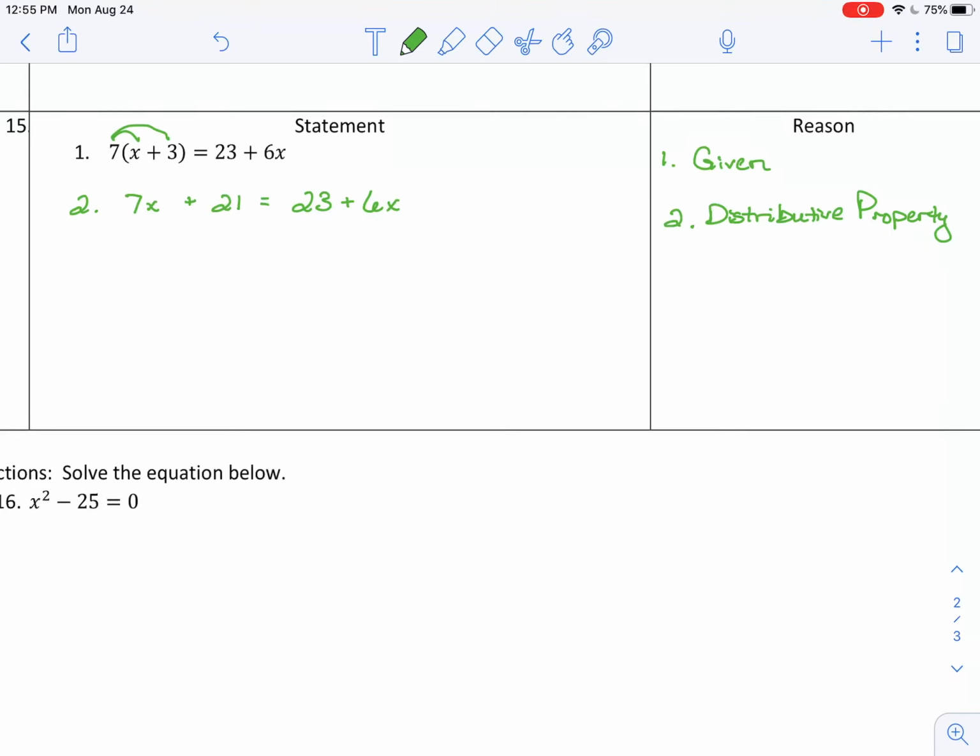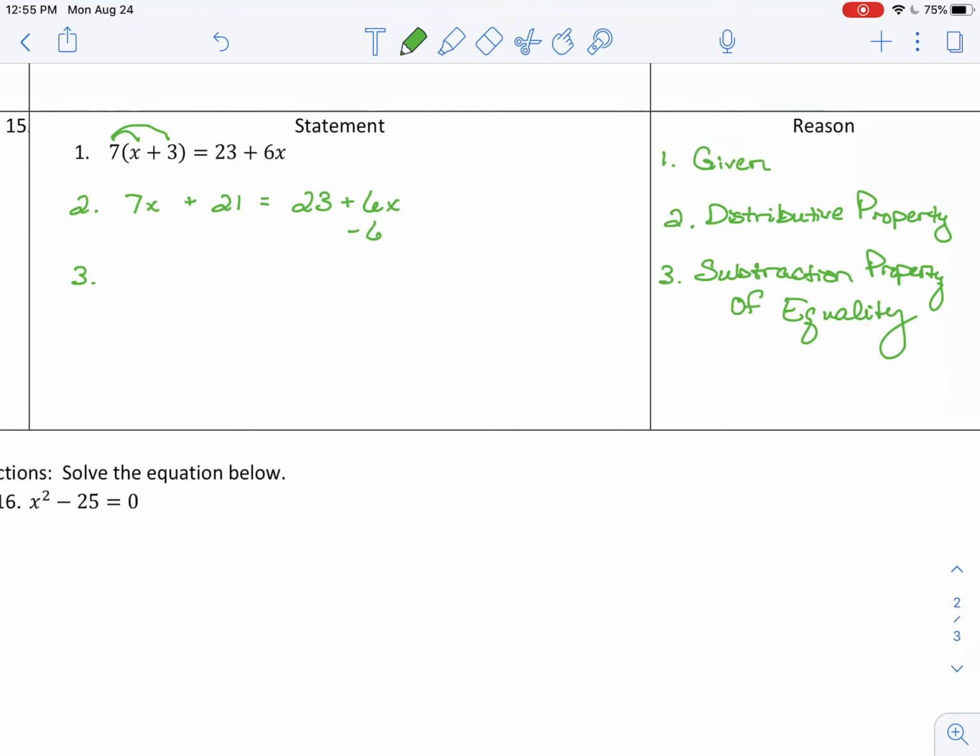And now I'm going to keep trying to get x by itself. You could move any of these four terms. You could subtract 7x, you could subtract 21, you could subtract 23, you could subtract 6x. But you'll notice I said subtract lots of times, therefore we are about to use the subtraction property of equality. So it doesn't matter which one you subtract.